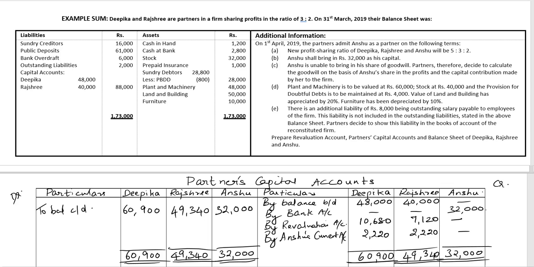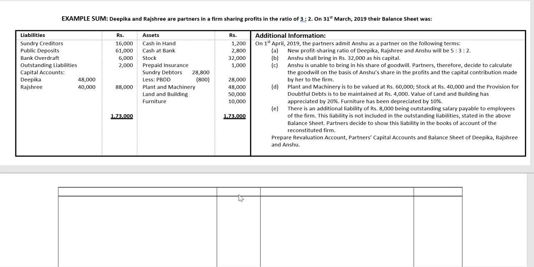Next, let's prepare the balance sheet. Balance sheet as at 1st April 2019. Left side, liability side, rupees. Right side is the asset side. We'll begin with the liability side items. Sundry creditors, first item.